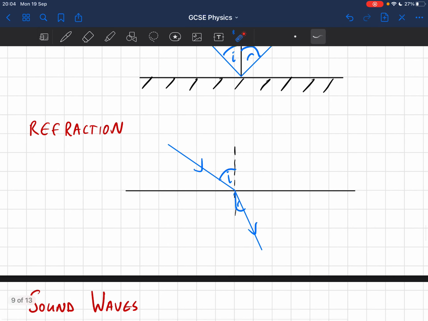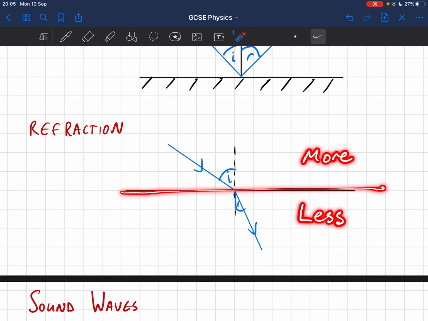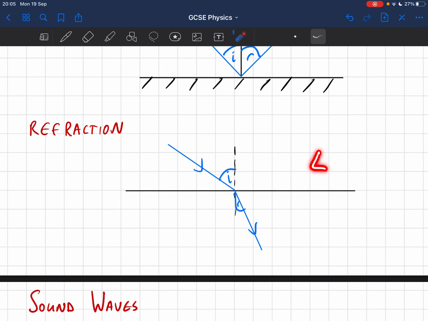In refraction, we don't have quite the same thing. We still do have reflection, but it's very weak. And we have a barrier here, so in this case we've got a less dense medium going to a more dense medium, and because it's a more dense medium it travels slower and bends towards the normal. So here's our incident ray meeting at the normal, and the normal is 90 degrees to the barrier, and then the refracted wave bends towards the normal.